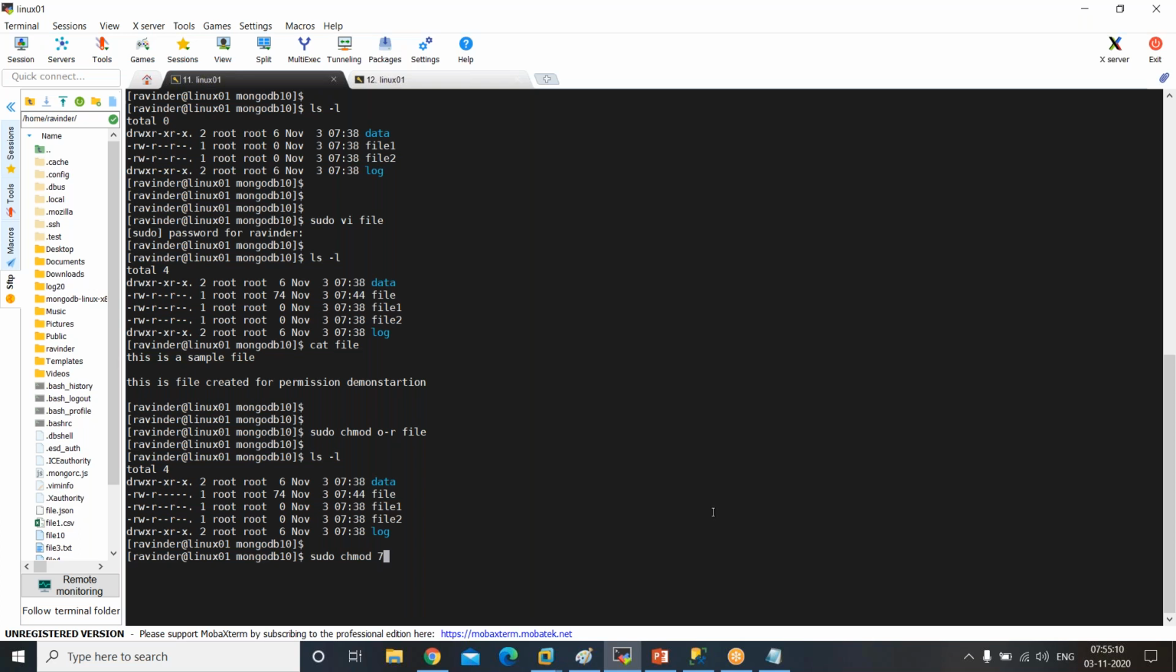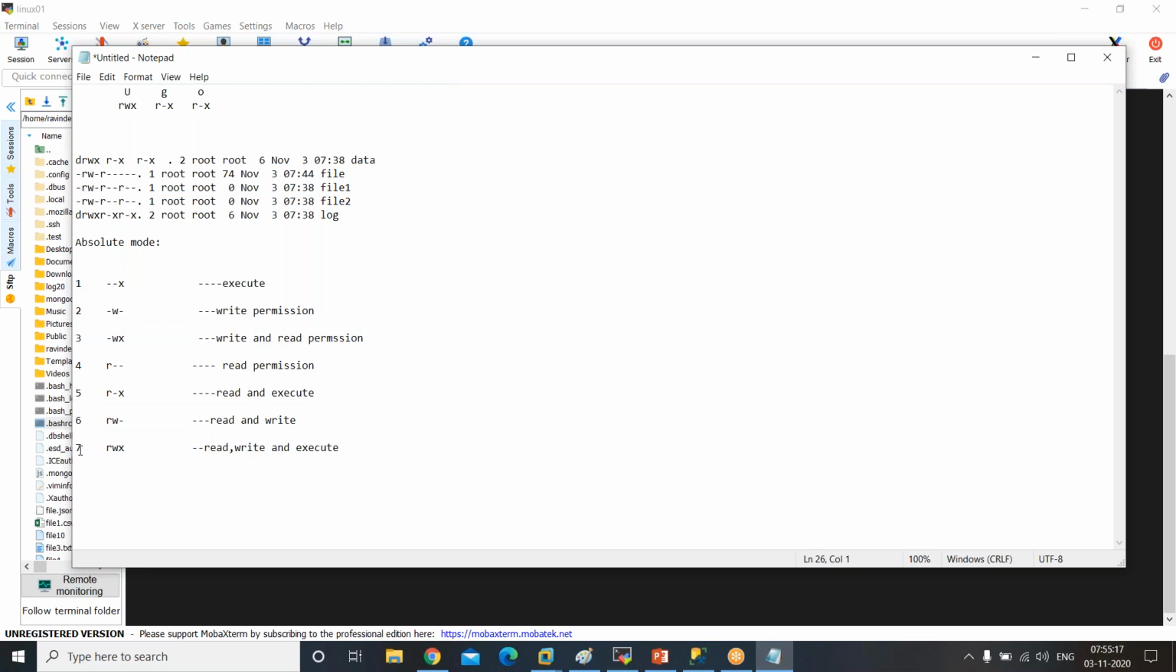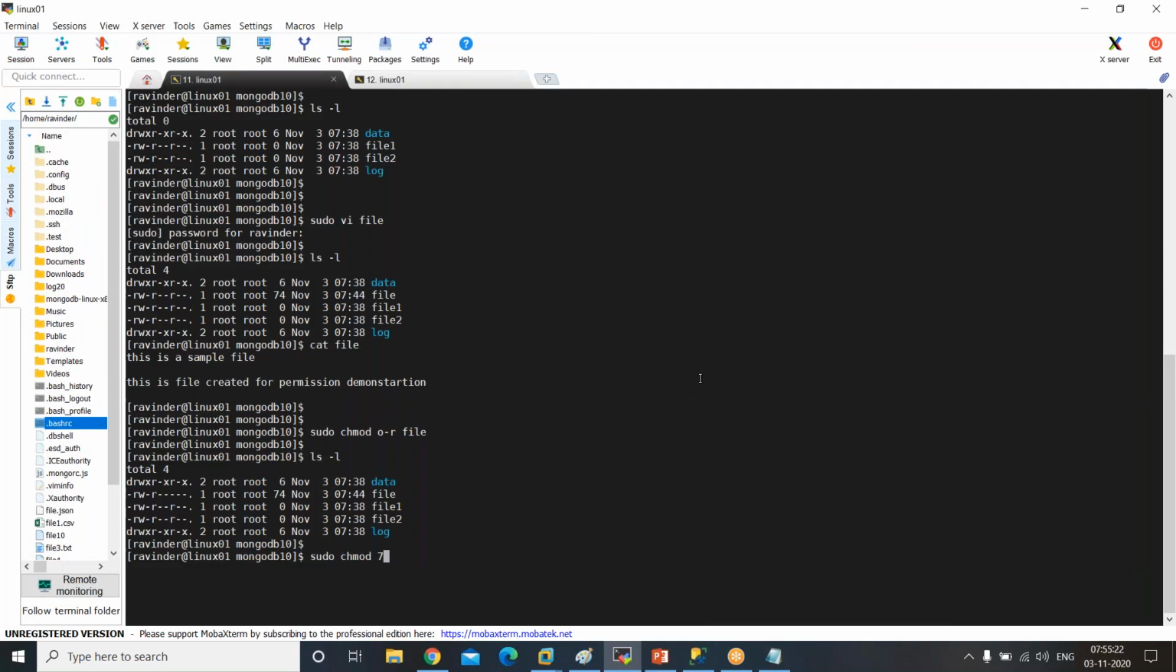7 is read write execute all. That is what we saw here. Read write execute given with the 7 number. Now others should have the write only. Then what is the number? Others. And the group should also have the write permission. Others and group should have the write permission. What is the number I have to mention? 2. That's correct. So 2 and 2.